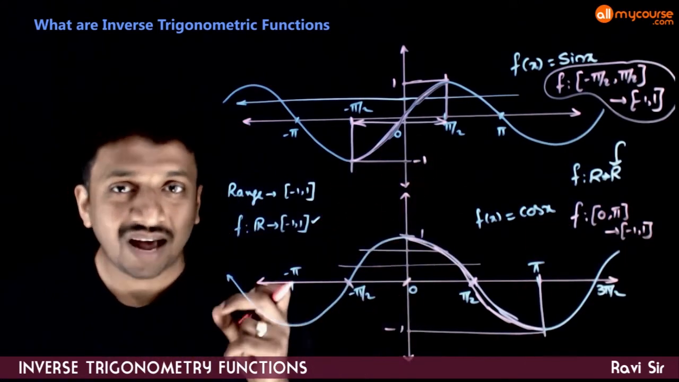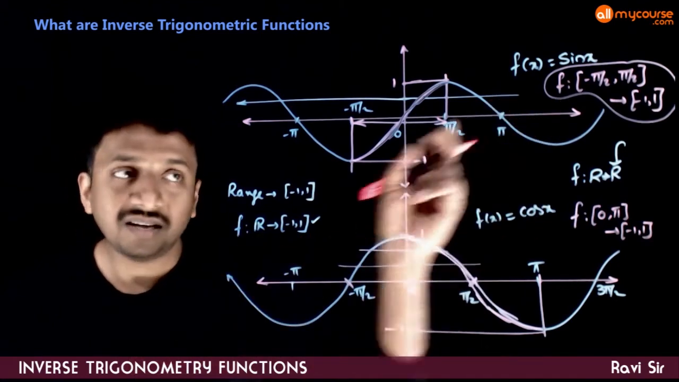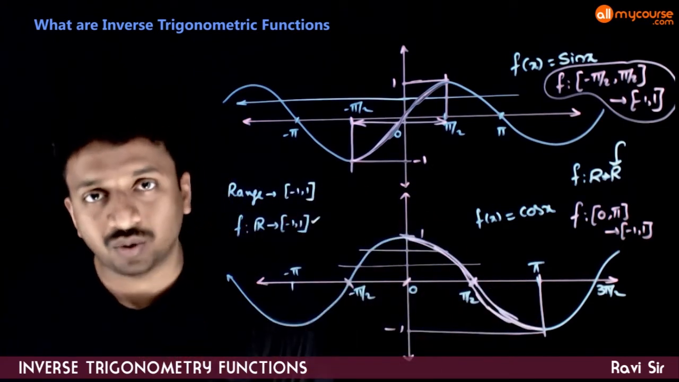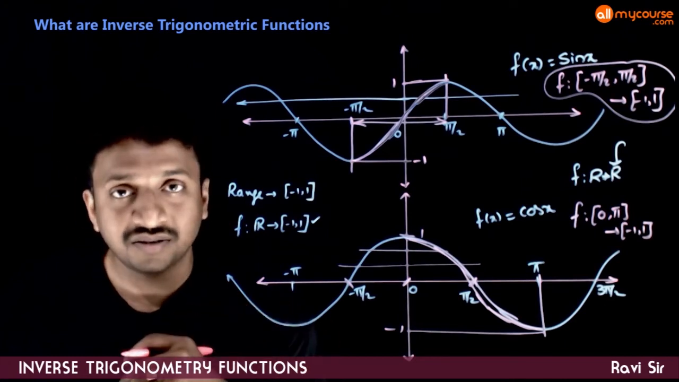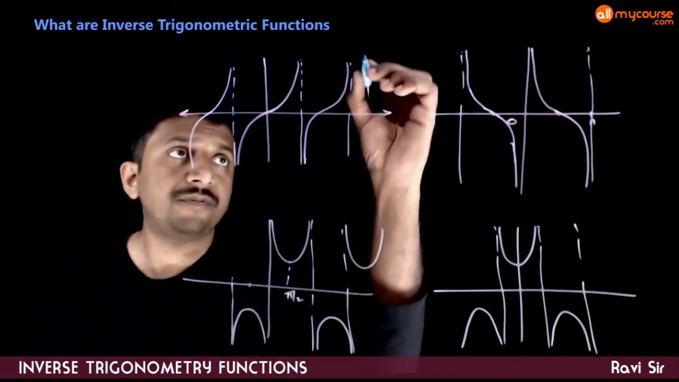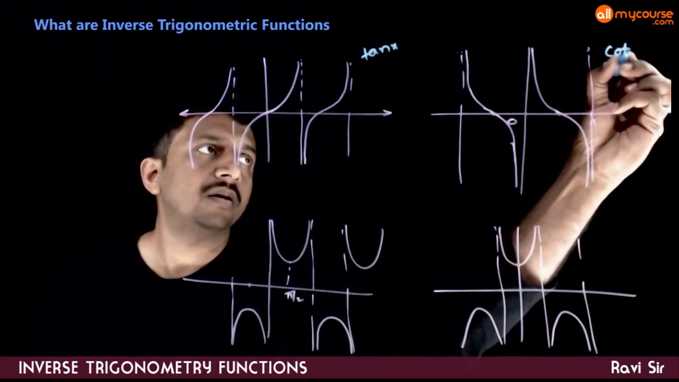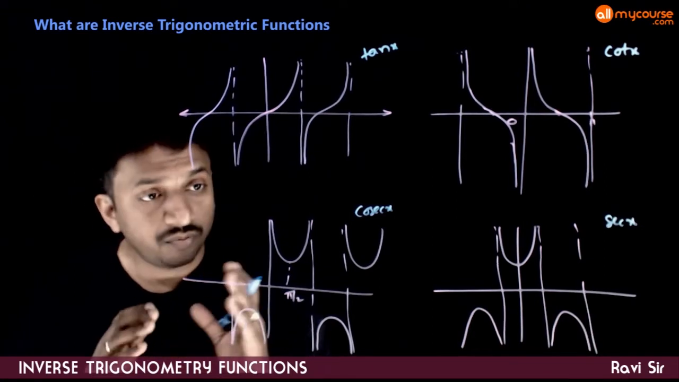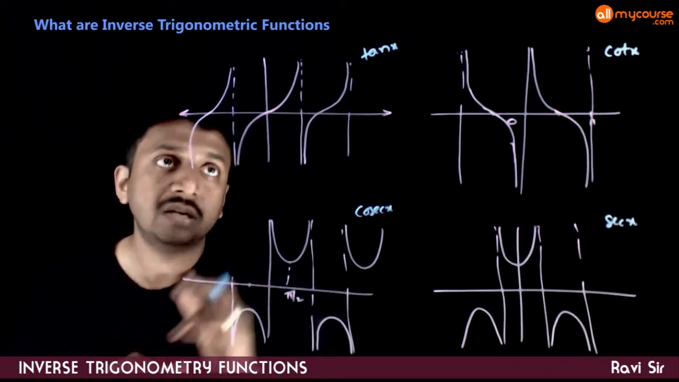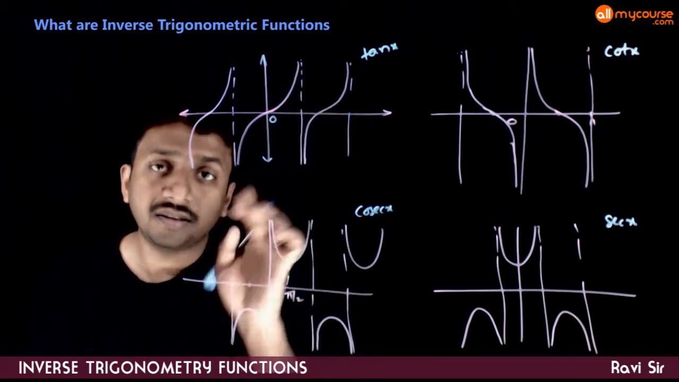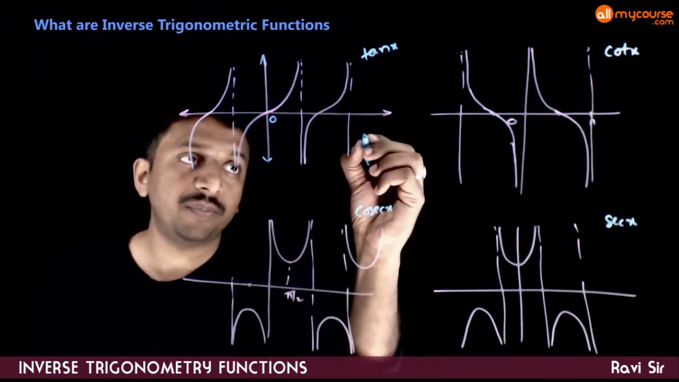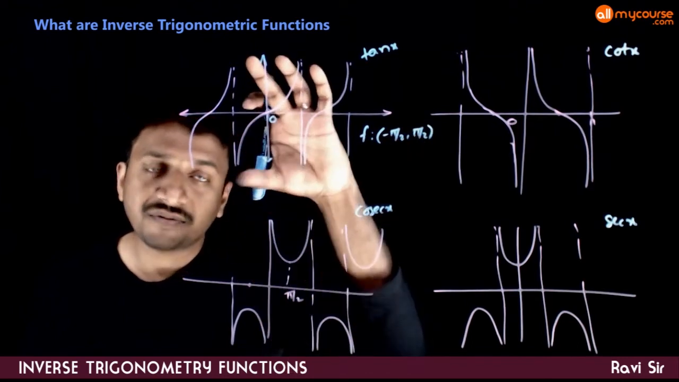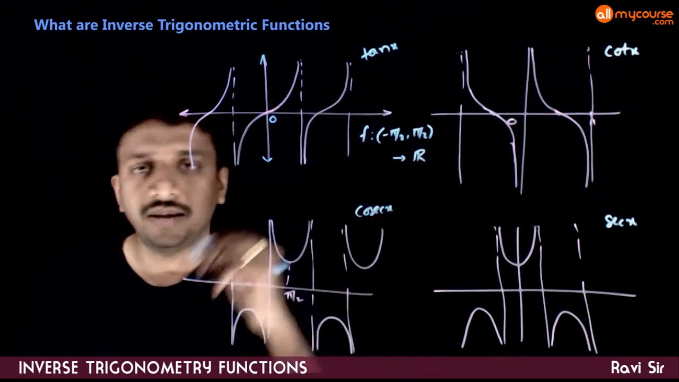So for different functions, you have different restrictions. For sine, minus pi by 2 to pi by 2 and minus 1 to 1. For cos, 0 to pi and minus 1 to 1. So let us look at the further restrictions for the other functions. Next, for the functions tan x, cot x, cosecant x, secant x, we also do an appropriate restriction of domain and range. For tan x, we take the domain as the open interval minus pi by 2 to pi by 2, and the range is from minus infinity to infinity. It is all real numbers.